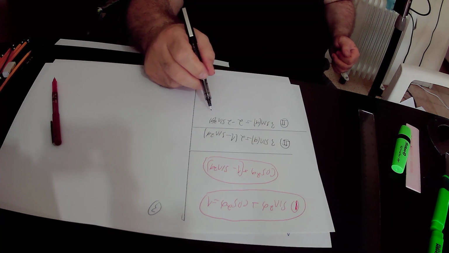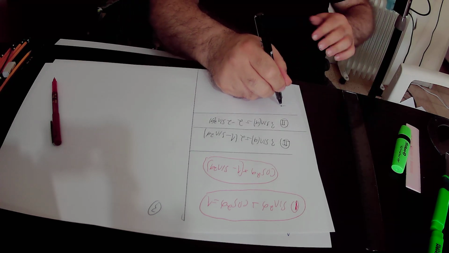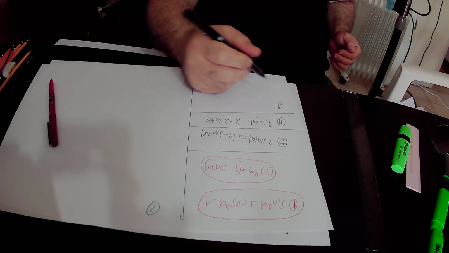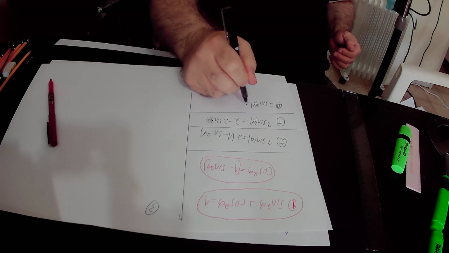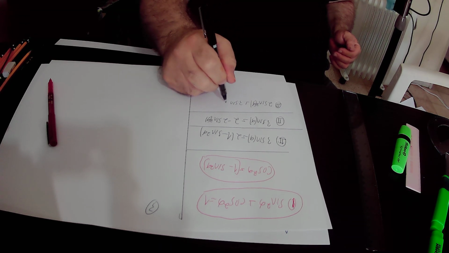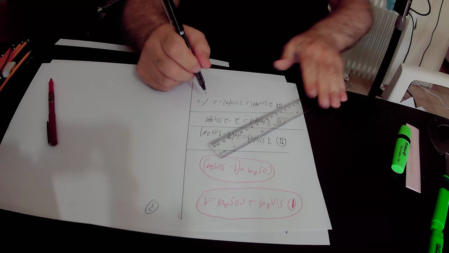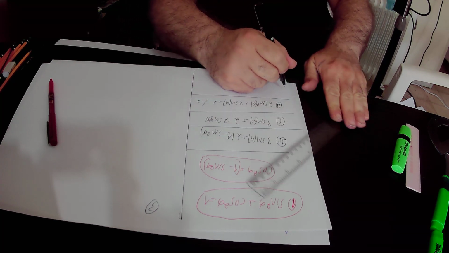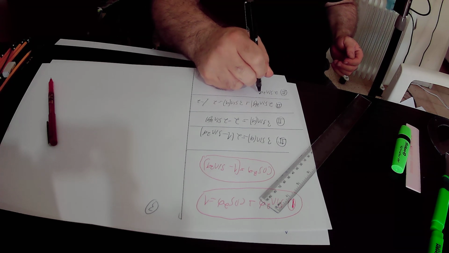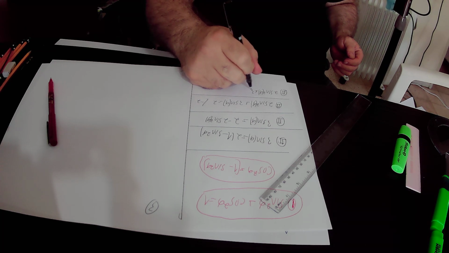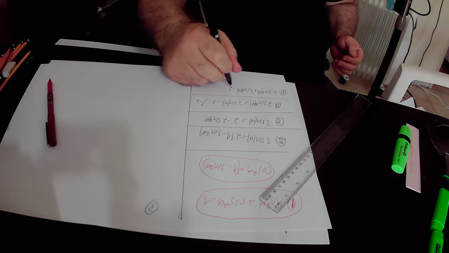So we'll add 2 sine square alpha to this equation, equation number 2, and we'll get that according to equation number 2, 2 sine square alpha plus 3 sine alpha equals 2. We'll subtract 2 from this equation, and we'll get that according to equation number 2, 2 sine square alpha plus 3 sine alpha minus 2 equals 0.